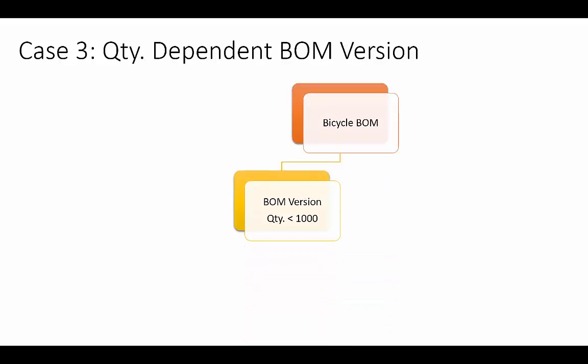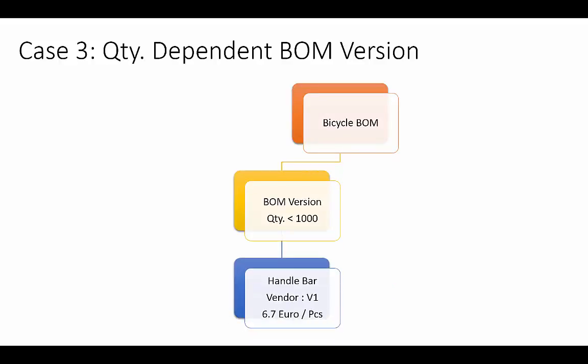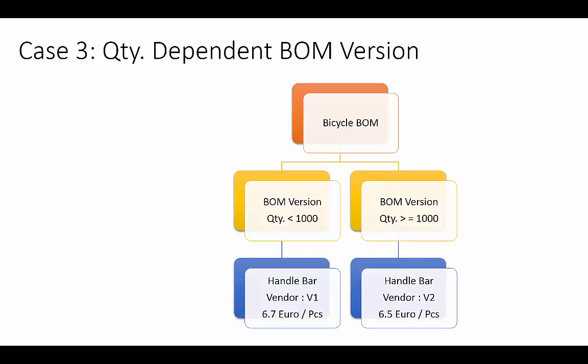Let us say, for example, we have two vendors, vendor V1 and vendor V2. Vendor V1 offers the price of 6.7 euro per handlebar, irrespective of quantities purchased, and vendor V2 offers the price of 6.5 euro per handlebar only if we purchase 1000 or more pieces of handlebar. But the same vendor V2 offers the price of 6.9 euro per handlebar if we purchase less than 1000 pieces. So that means vendor V2 is economical if we need to purchase more than 1000 pieces of handlebar, and vendor V1 is economical if we need to purchase less than 1000.